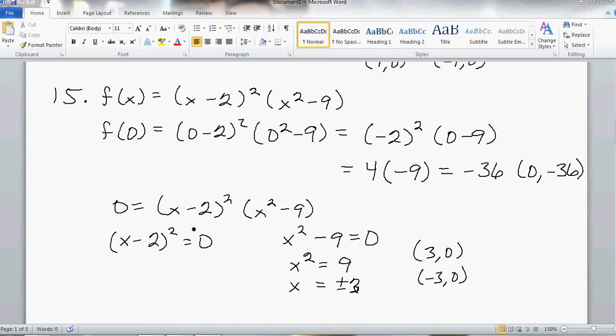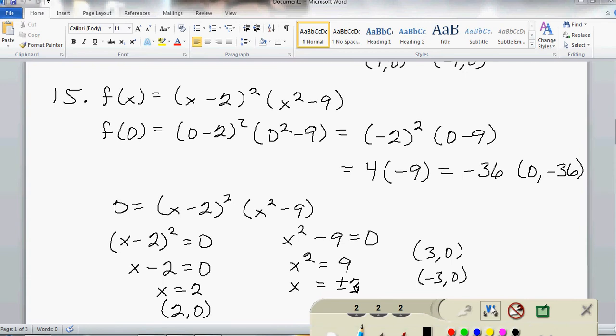Now likewise here, take the square root of both sides, so that x minus 2 equals 0. Add 2, so that x equals 2. And so this is going to give us the answer of 2, 0. So the four intercepts here are 2, 0, 3, 0, negative 3, 0, and 0, negative 36.